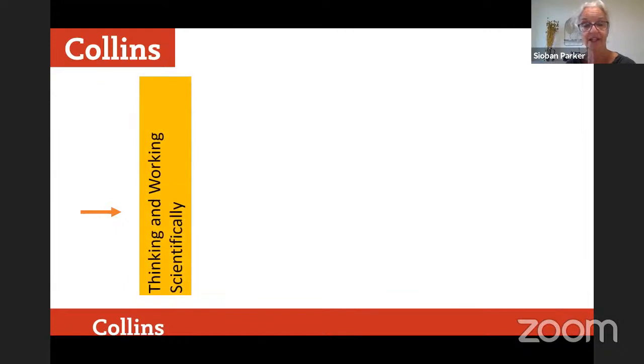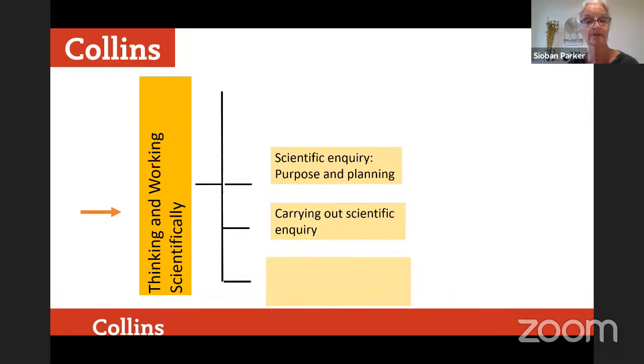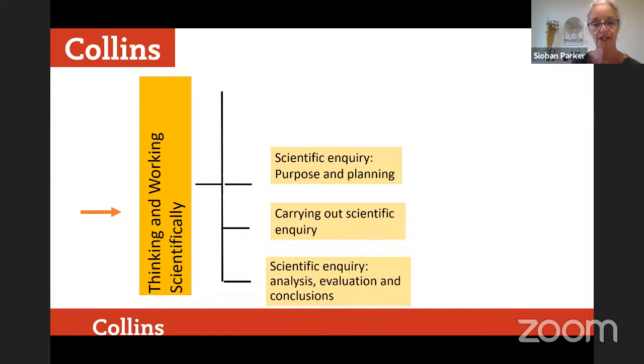So here is a diagram that will show you what it is. You may have seen this already. It is in the teacher guide, how it has been broken down into 4 different sub-strands. Sorry, this is in the wrong order. We have got, first of all, scientific inquiry, purpose and planning. Then we have got carrying out scientific inquiry. There's going to be a lot more about this in a moment as well. Then we have got analysis, evaluation and conclusions. And then our last substrand, which is completely new to thinking and working scientifically, is models and representations.